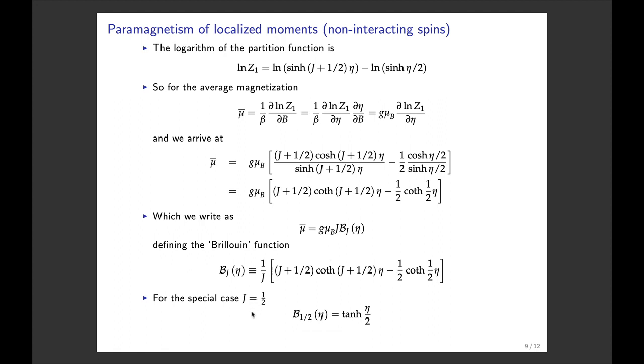And you can see that if we actually studied the special case of spin 1/2, this Brillouin function would be simply the hyperbolic tangent of eta over 2. Okay, so we've worked out the average magnetization of a single spin.